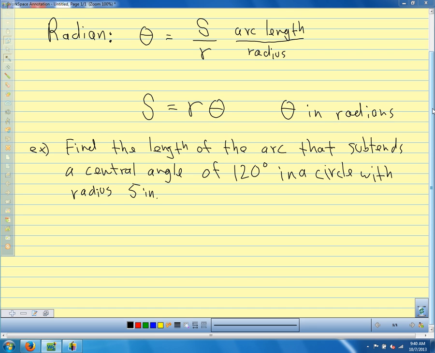So this is an example of the way that a question about arc length might be asked. Find the length of the arc that subtends a central angle. It helps to draw a picture. So if I draw a picture of this situation, there's my circle. No, it's not a perfect circle. And here's my 120 degree angle. It says this radius is 5 inches. So what this question is asking us is, what is this arc length? That's what it wants us to find.